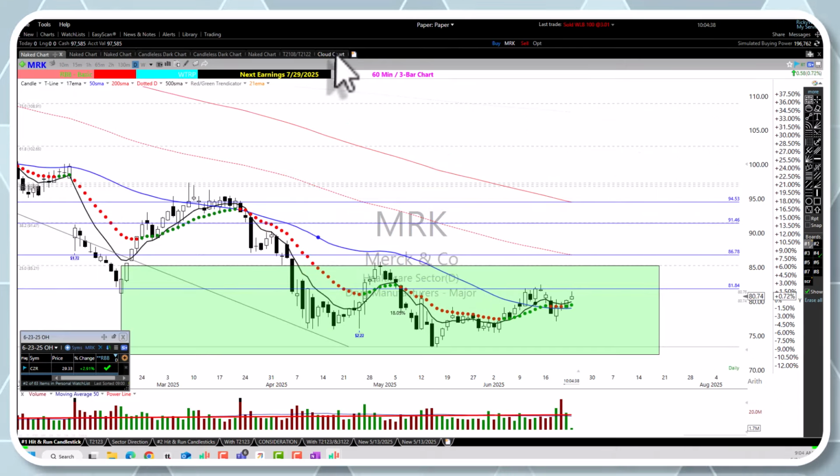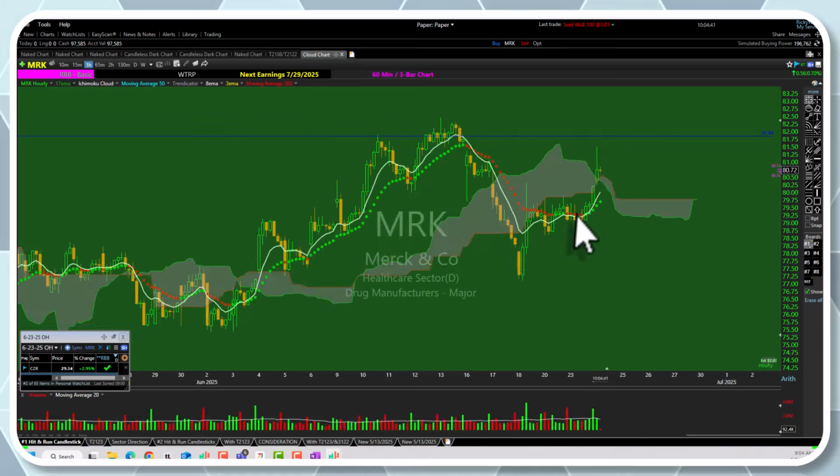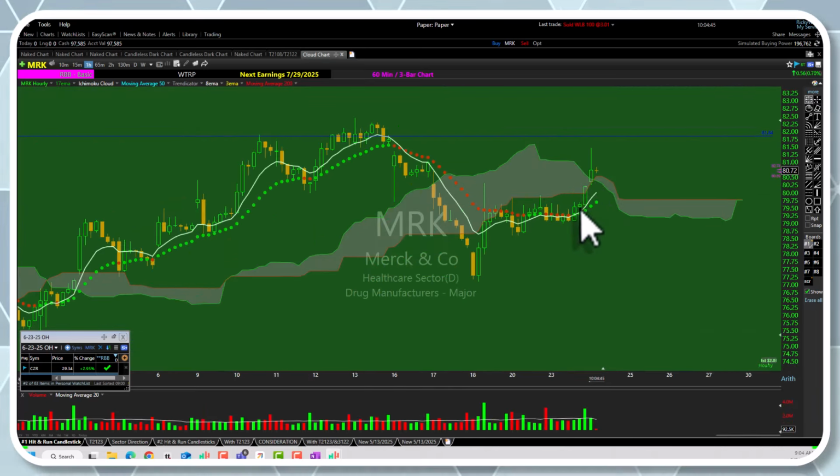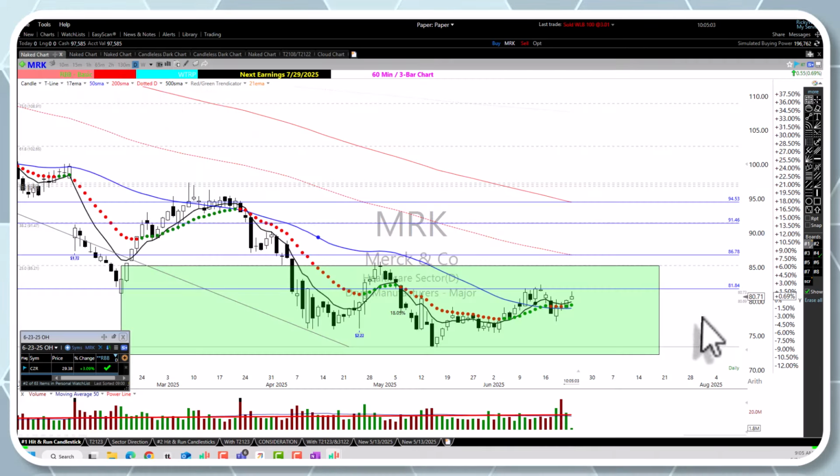So I'm going to come over here to the cloud, and we're on the 60-minute chart. I want to see how it's broken out right here. I want to make sure that it stays above this part of the cloud right here. And I don't have to be in a big hurry, and I'll show you why. I don't have to hurry up and get in for fear of not making as much money, because I see a path to profits.